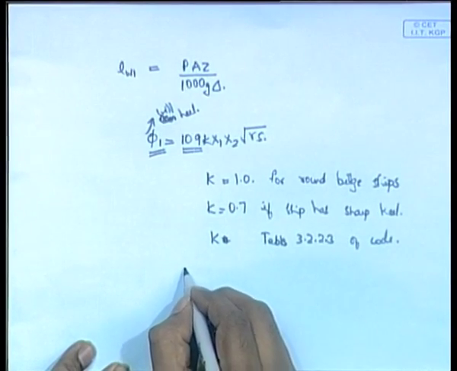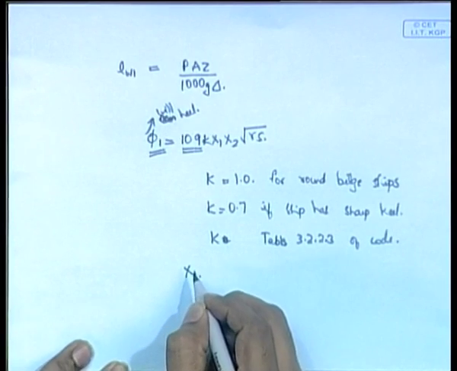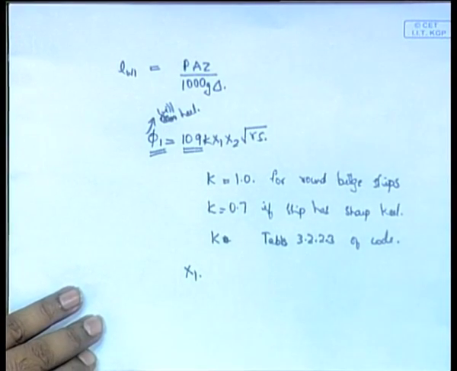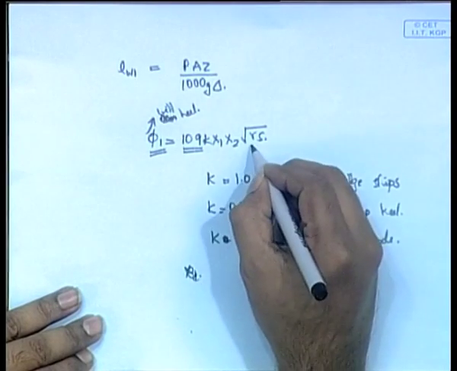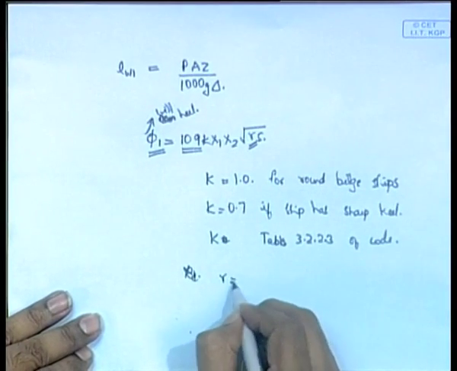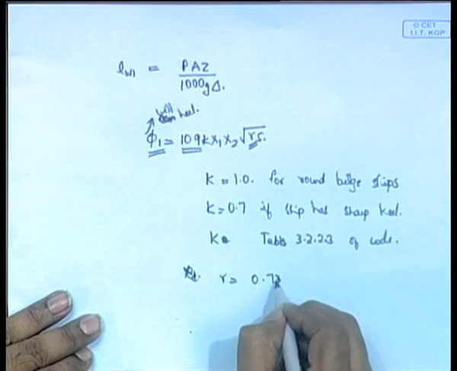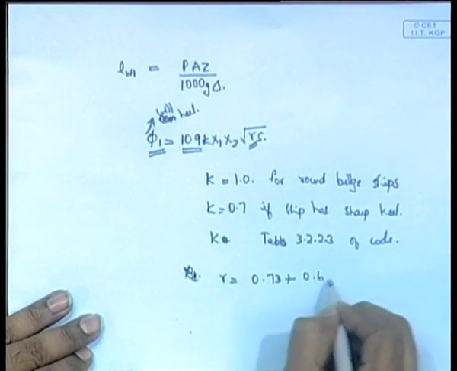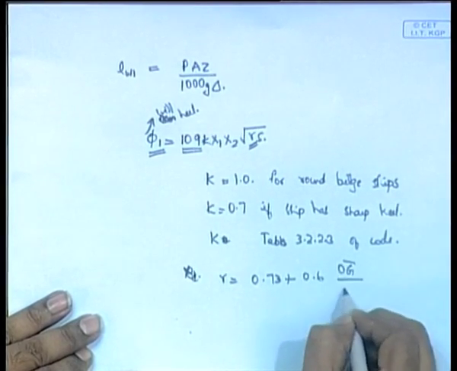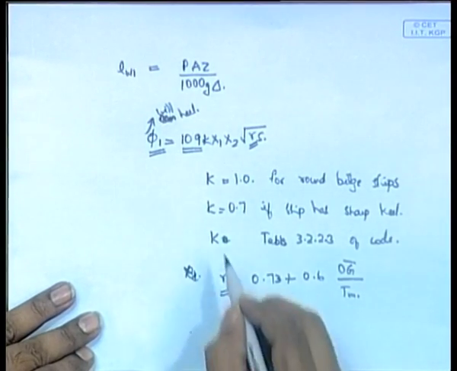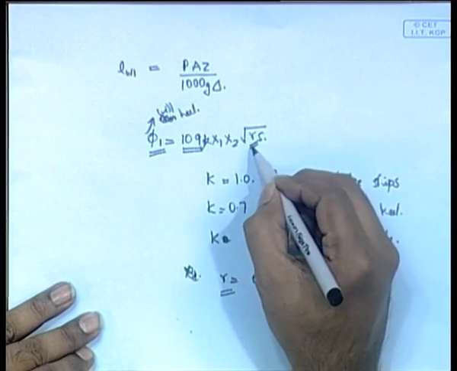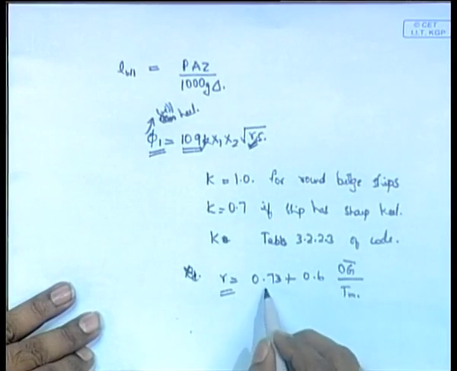Then the next step is to get x1. x1 is determined using r, so before that I will tell you what this r is. This r is defined as 0.73 plus 0.6 OG by Tm. This is the definition for r. We will go one by one. So, k we have defined, and this is r.